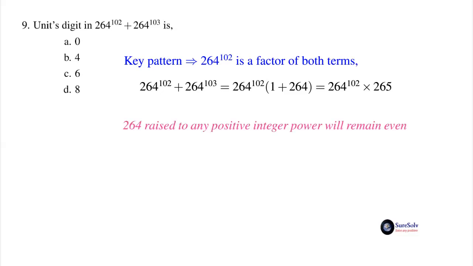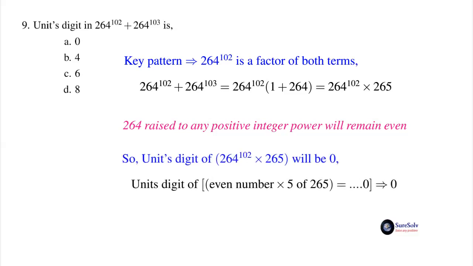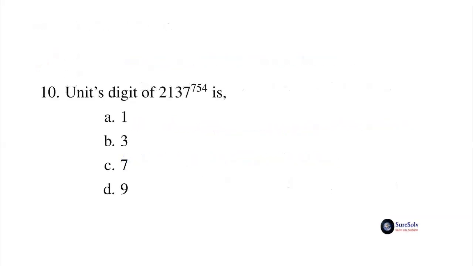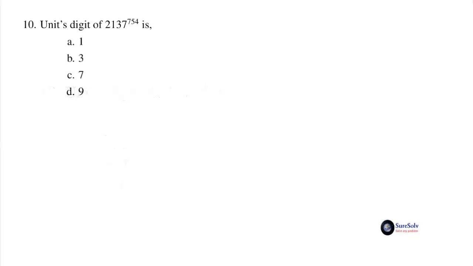Now 264 raised to any positive integer power will always remain even. Think over. So units digit of its product with 265 will be 0, as 5 of 265 multiplied with an even number will always produce a units digit 0. Answer is option A, 0. Last question. Find the units digit of the number 2137 to the power of 754.